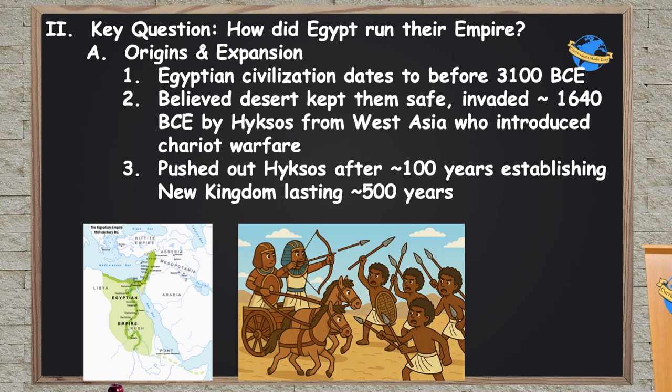However, they were sorely mistaken when in the mid-17th century BC, a group known as the Hyksos invaded from Western Asia, that's the Middle East region, and introduced a new type of technology that helped them overwhelm the Egyptians for a short time, the chariot right here.